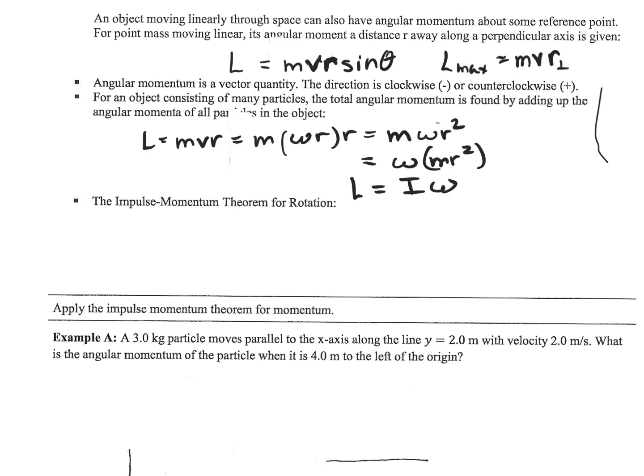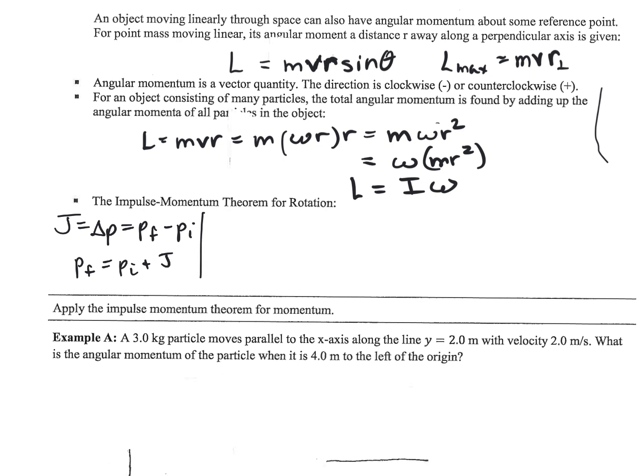Impulse momentum theorem for rotation. Okay, remember we had an impulse momentum theorem for linear stuff, didn't we? What did we say? We said impulse is equal to delta P, which is P final minus P initial. So in other words, P final was equal to P initial plus some impulse, correct? That's for linear. Now, let's actually look at what we're talking about for angular impulse.